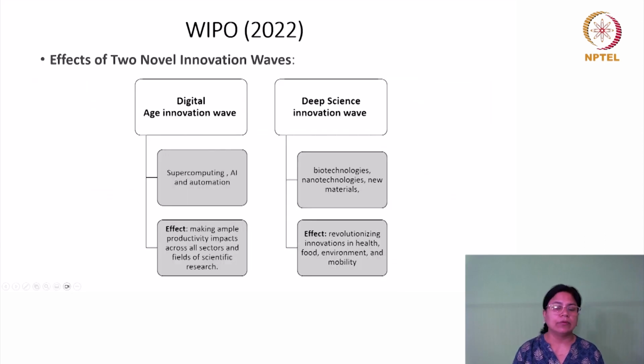A report has talked about two major waves in the 20th century, coming from the digital age innovation wave and the deep science innovation wave. The digital age innovation wave is related to supercomputing, AI and automation, and makes ample productivity impact across all the sectors and fields of scientific research. When we talk about the deep science innovation wave, what you have seen are sectors like biotechnologies, nanotechnologies, new materials being revolutionized, and the changes that are being brought in the health, food, environment, and mobility sectors.